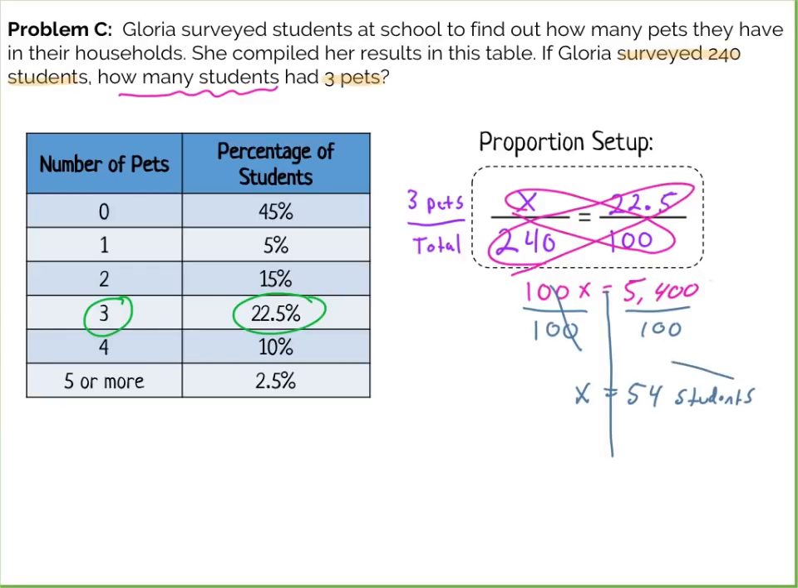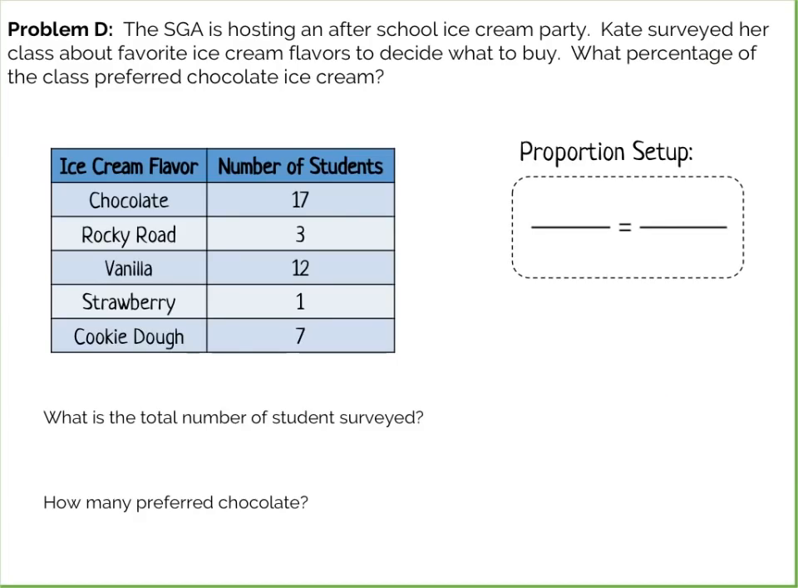Now that we've figured that out, let's move on to our last problem, example D. So here we are at problem D, and it says the SGA is hosting an after-school ice cream party. Kate surveyed her class about their favorite ice cream flavors to decide what to buy. What percentage of class preferred chocolate ice cream? So we've got a couple problems down there at the bottom to help us figure out how to set up our proportion. The first one says, what is the total number of students surveyed?